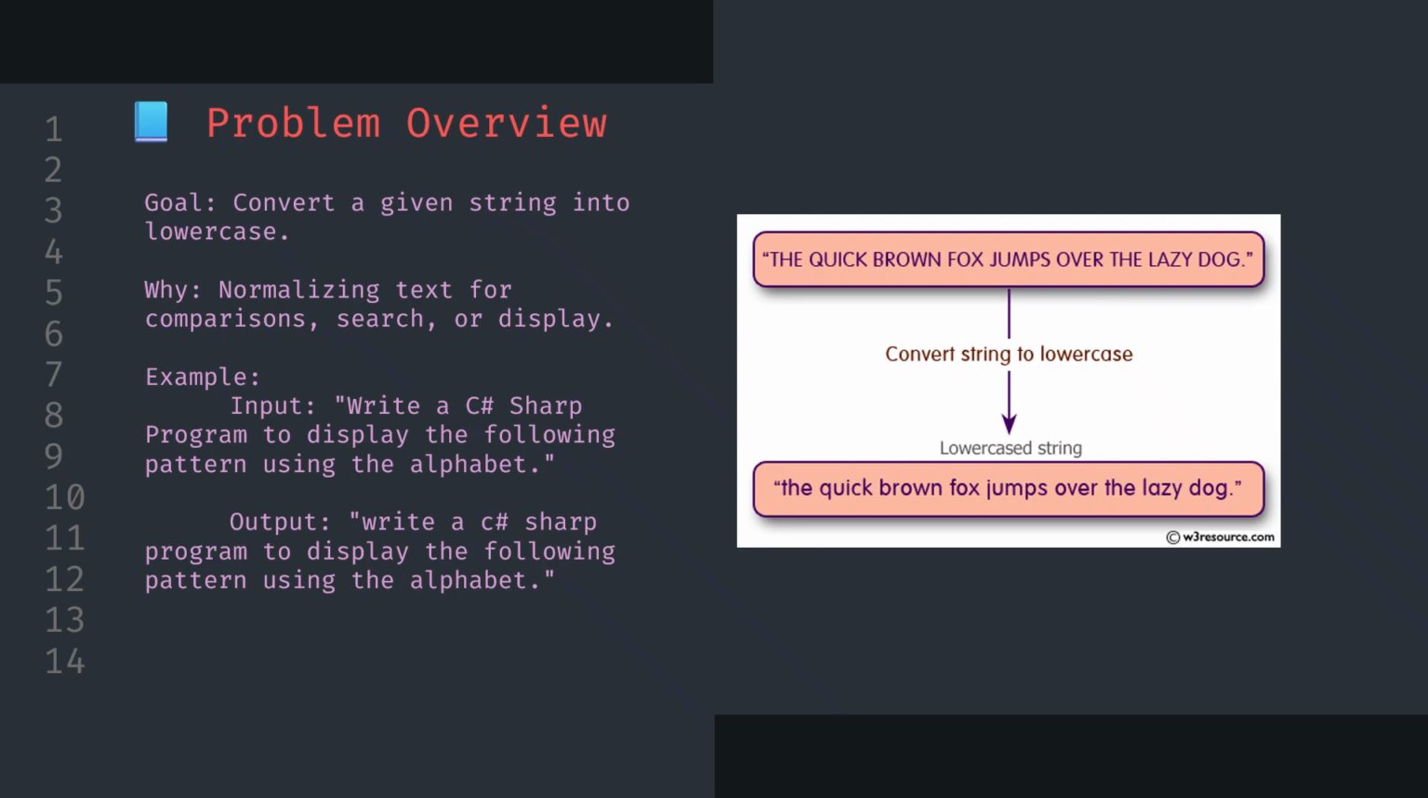Converting text to lowercase is one of the most common pre-processing steps. You might do it before comparing user inputs, before tokenizing text for search, or simply to display UI consistently. In C#, the string type provides convenient methods for this, like ToLower and ToLowerInvariant, and we'll use them shortly.